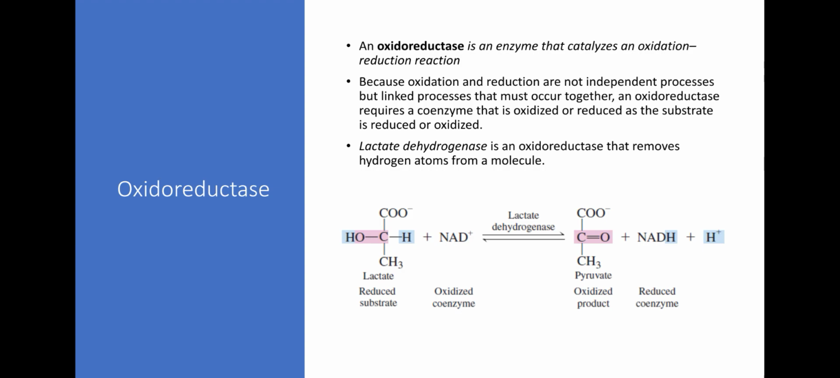Since oxidation and reductions are linked processes, oxidoreductases require coenzymes that are oxidized or reduced as the substrate is being reduced or oxidized. The 3 subclasses of oxidoreductase include oxidase, reductase, and dehydrogenase.